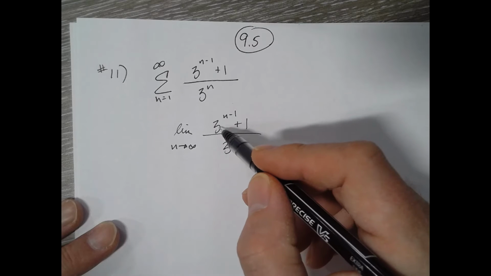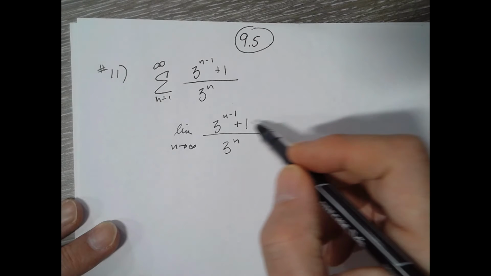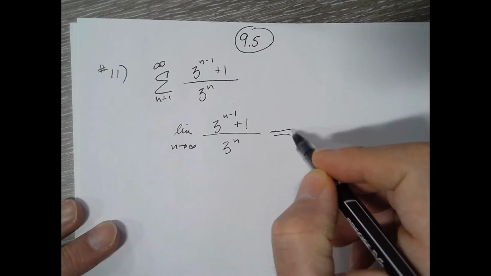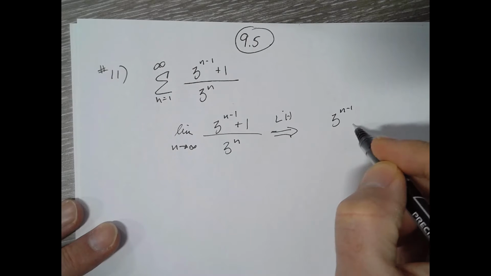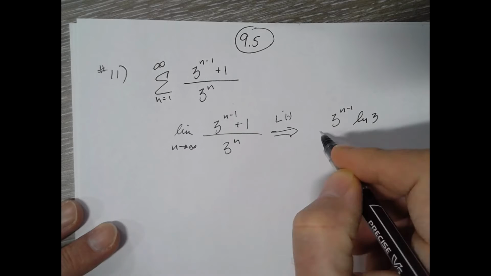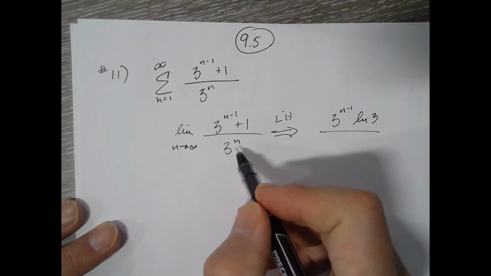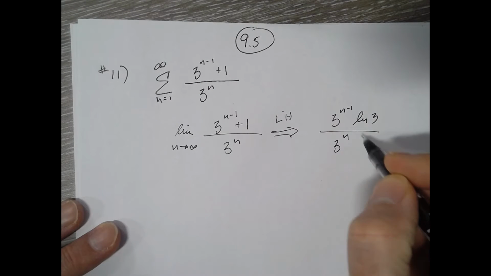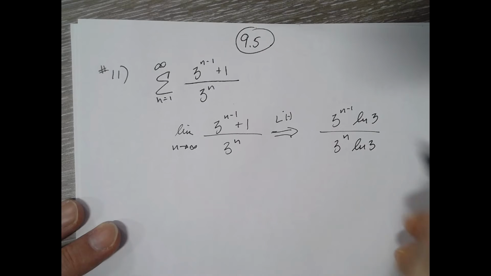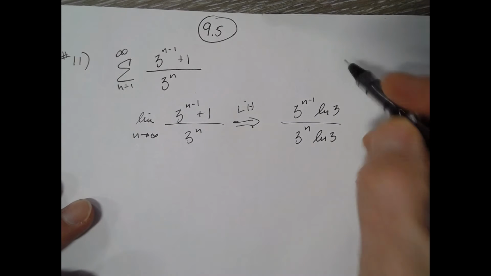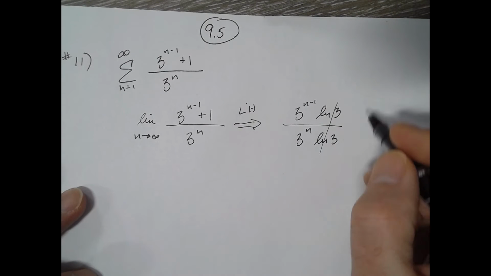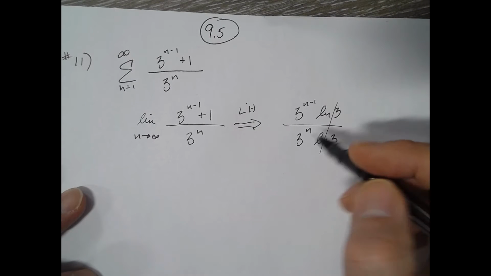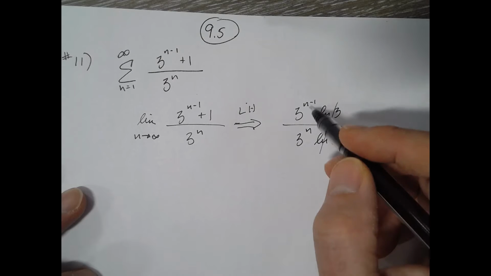So the derivative of the top is itself times the natural log of its base. The bottom is itself, natural log of its base. So I get 3 to the n minus 1 over 3 to the n. So there's one more 3 on the bottom than there is on top.